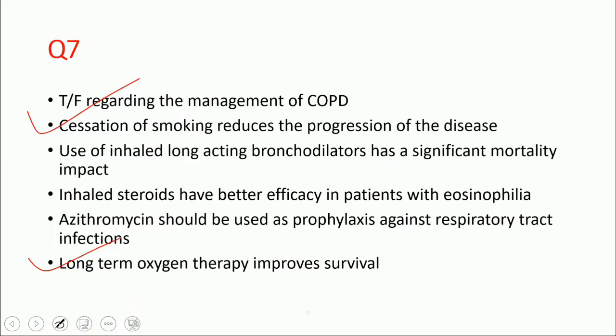So the statement that use of inhaled long-term bronchodilators had a mortality benefit is wrong. Inhaled steroids have better efficacy in patients with eosinophilia. So remember, steroids: eosinophil count threshold, asthma COPD overlap patients, plus patients who have recurrent exacerbations. These are the people in whom we use steroids. And in a very small group of patients who have recurrent exacerbations, you can use azithromycin.